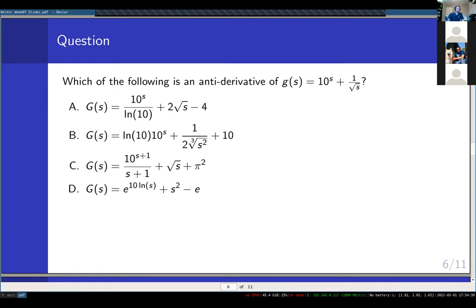Closest you got. Be careful though. Chifeng, right? When you think about what an antiderivative for 10 to the S is, you're really careful about that. Okay, so we're at 65%. Let's do another 30 seconds and then we'll reel it in and we'll see how it goes.